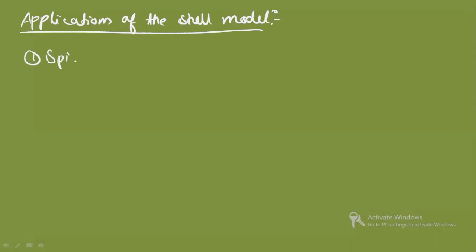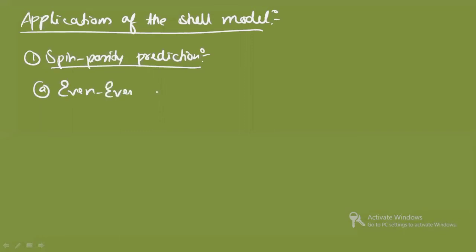Applications of the shell model. The first application of the shell model was spin parity prediction. All right. First we will see it for even nuclei. When you see that the number of protons and the number of neutrons both are even, that is for even nuclei.